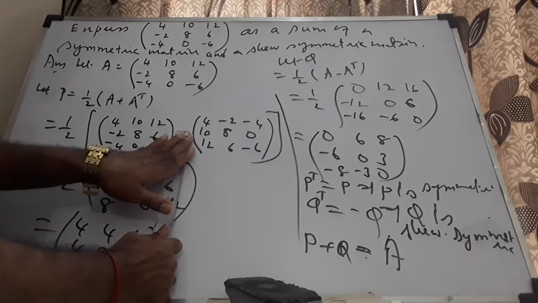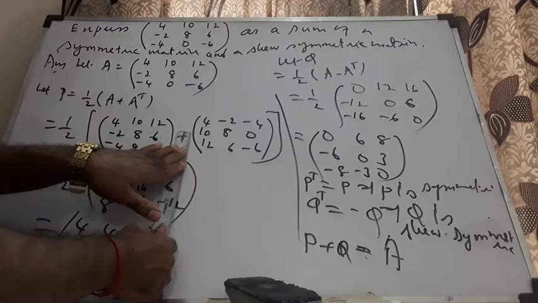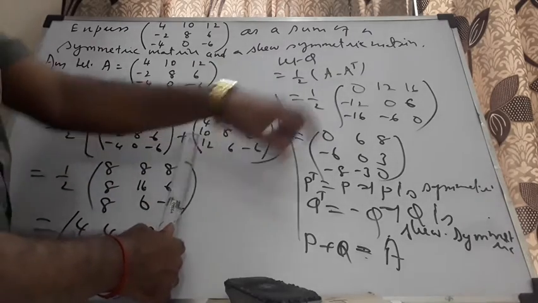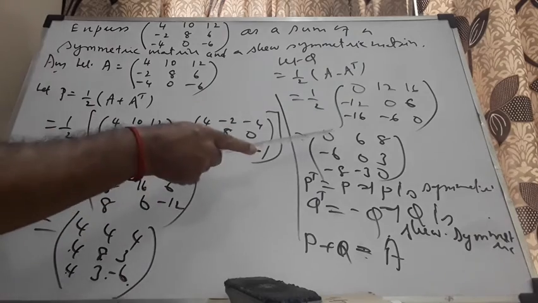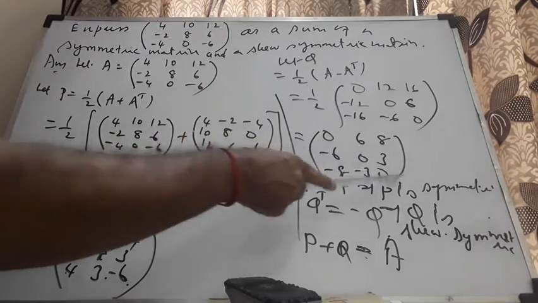4 minus 4 is 0. 10 plus 2 is 12. 12 plus 4 becomes 16. Minus 2 minus 10 is minus 12. 8 minus 8 is 0. 6 minus 0 is 6. Minus 4 minus 12 is minus 16. 0 minus 6 is minus 6. Minus 6 plus 6 is 0. Now, division by 2 gives you 0, 6, 8; minus 6, 0, 3; minus 8, minus 3, 0.